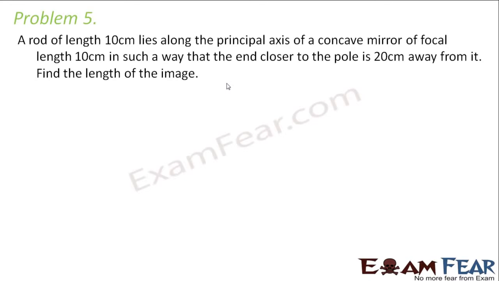So now let us look at the last problem of this section. It says a rod of length 10 centimeters lies along the principal axis of a concave mirror of focal length 10 centimeters in such a way that the end closer to the pole is 20 centimeters away from it. Find the length of the image. So that means we can plot it somewhat like this. This is a concave mirror which we have.